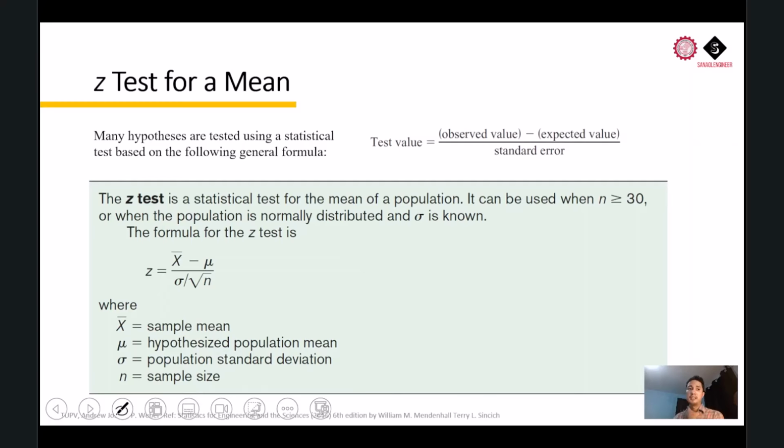Z-test for a mean. Many hypotheses are tested using a statistical test based on the following general formula. Test value is equivalent to observed value minus expected value divided by the standard error. The z-test is a statistical test for the mean of the population. It can be used when n is greater than or equal to 30, and this is the form. We have discussed that in the previous lesson.